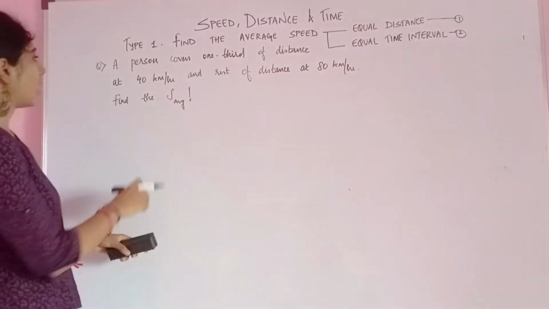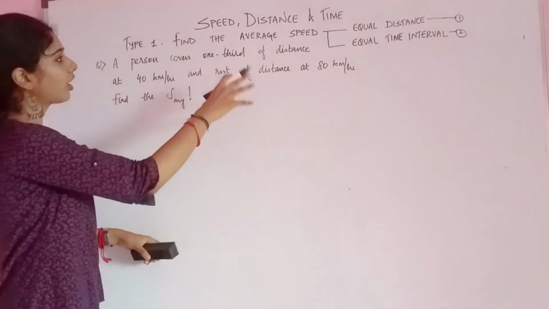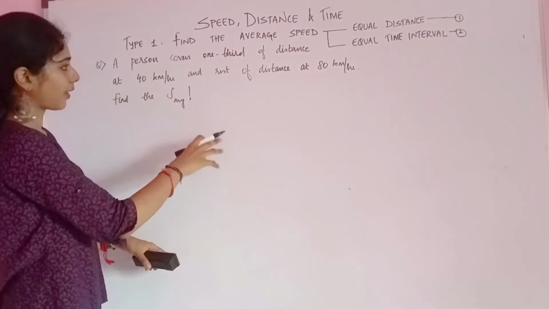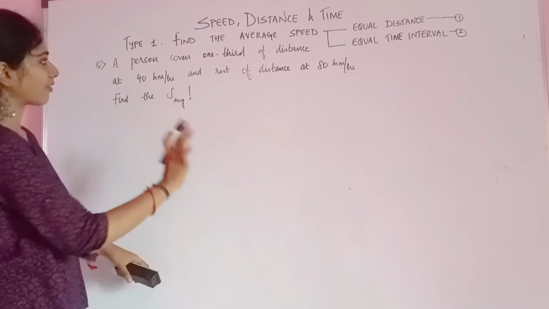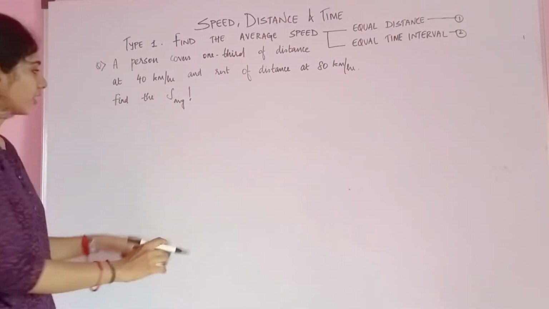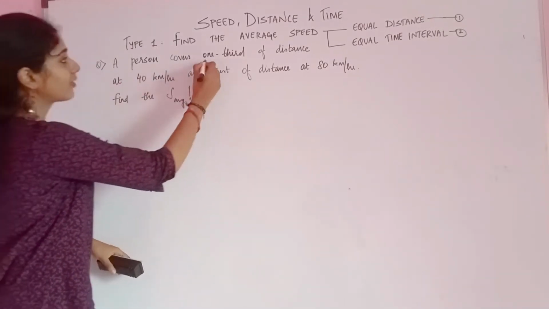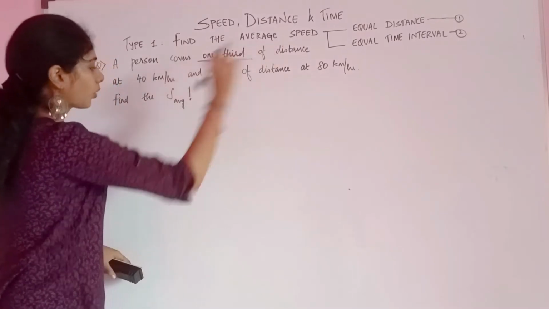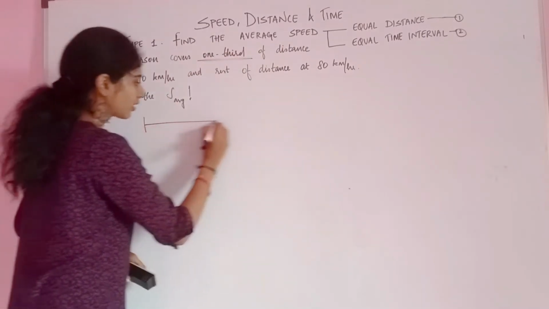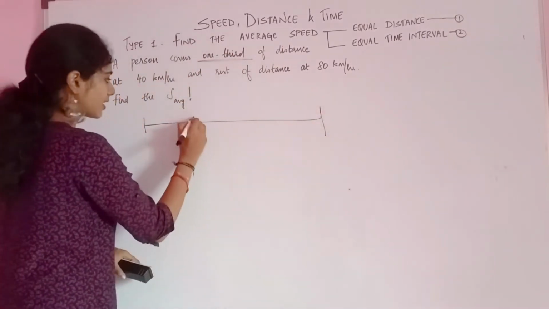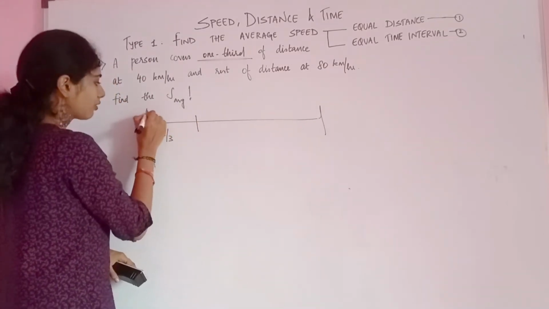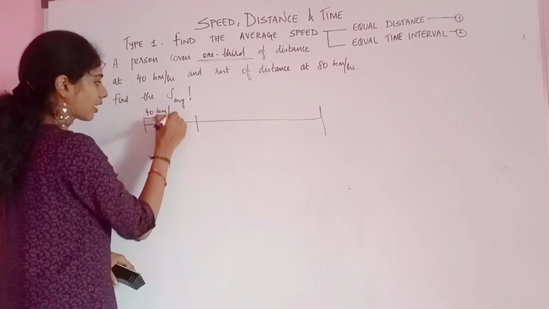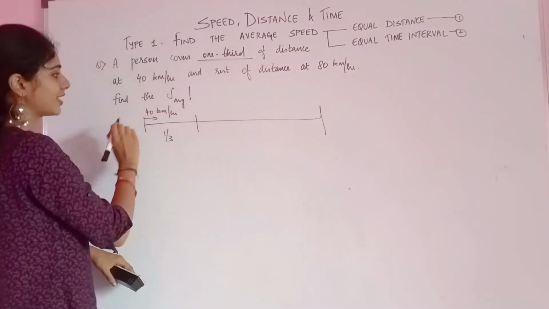So question 1. A person covers 1/3 of the distance at 40 km per hour and the rest of the distance at 80 km/h, find the average speed. Okay, it's a very simple question. So a person is covering 1/3 of the total distance. If this is the total distance, he's covering 1/3 of that distance at a speed of 40 km/h, and the rest of the distance at 80 km/h.